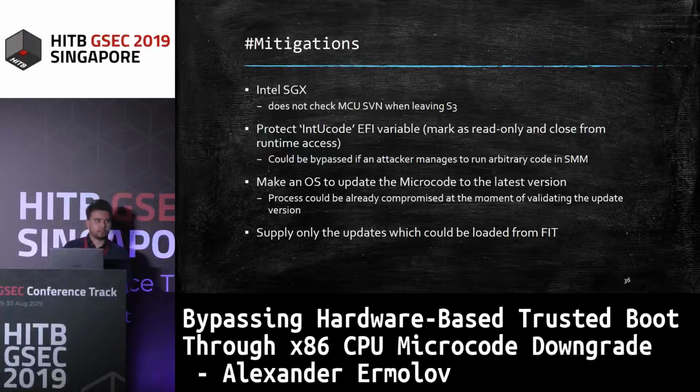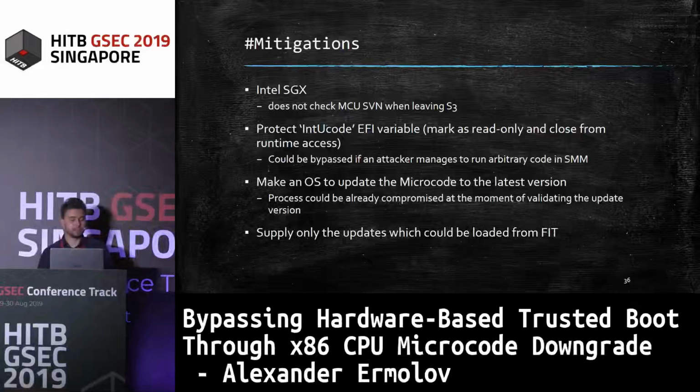The most hardening fix is for Intel to supply only the updates that can be loaded by the firmware from the firmware interface table automatically by the CPU. This will not allow downgrading the microcode, because downgrading to a version with a decreased update revision when an update is already loaded is not possible.